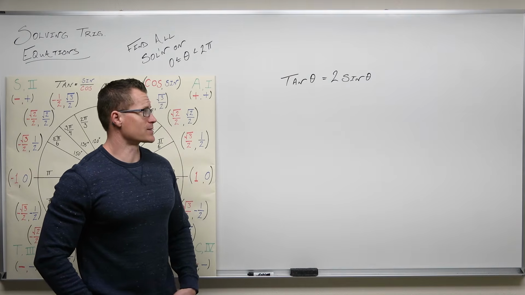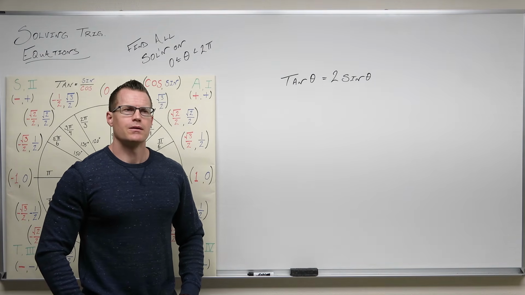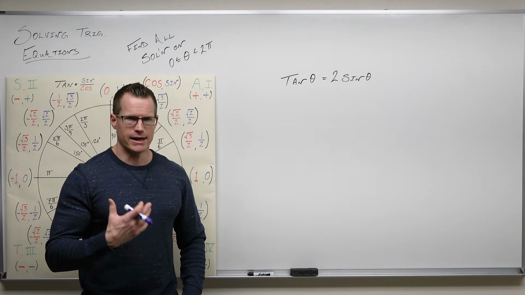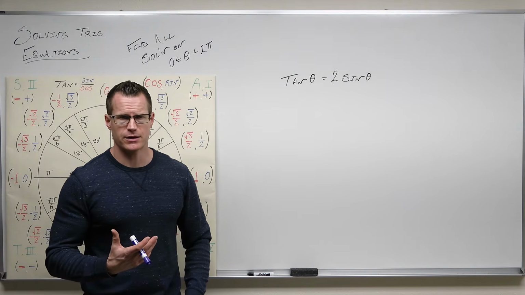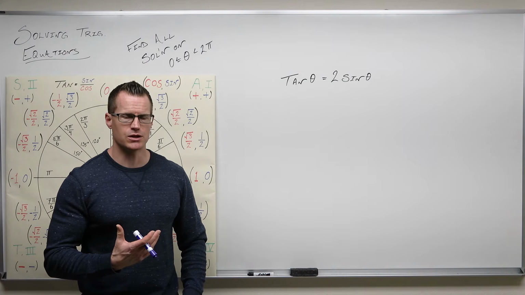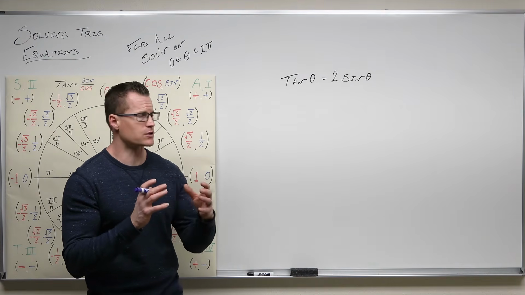All right, last one. So tangent theta equals 2 sine theta. Now, when we take a look at solving these things, isolate trig function, we have 2 of them. Try to factor, there's nothing to factor. Make everything sines and cosines is a good idea, or make everything the same trig function if you can, if you think you're going to factor.